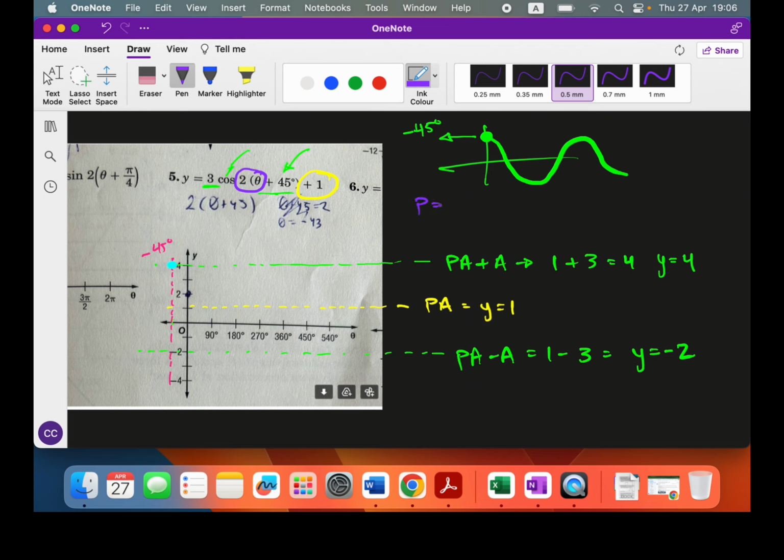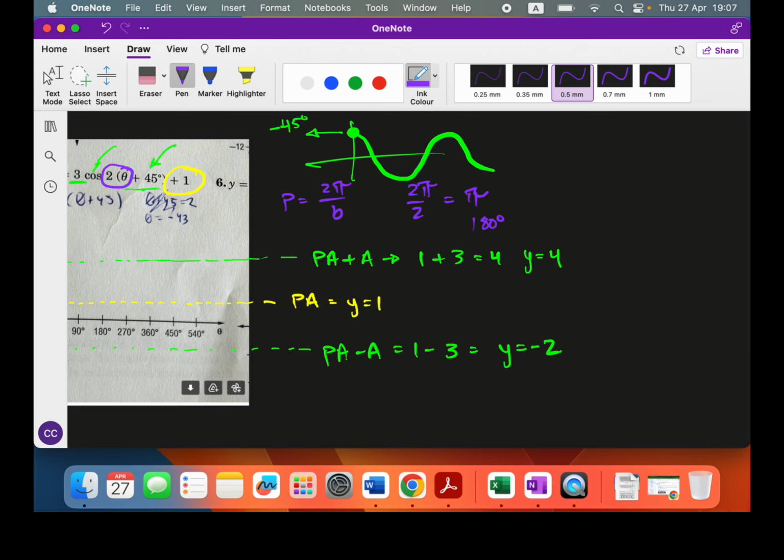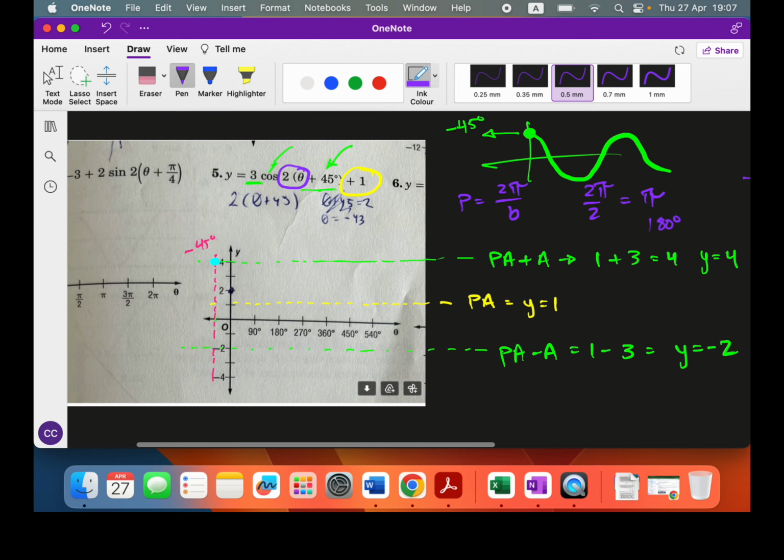And getting back to the maximum is going to be when this situation happens. So we just got to figure out what the period is. And the period is 2 pi over b. And if I do that, I would get 2 pi over 2, which is pi. So it takes me pi radians, or I guess we can write this as 180 degrees, to get back there. So where am I going to be back at where I started? Well, if I start at negative 45 and I add 180 degrees, I should be at 135 degrees positive.